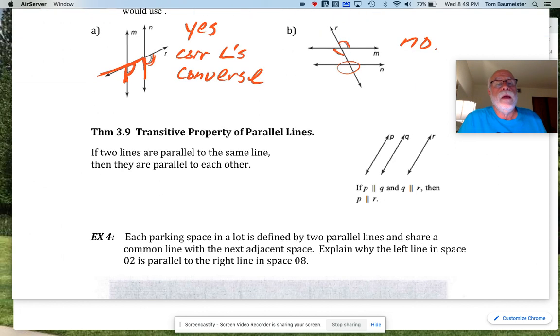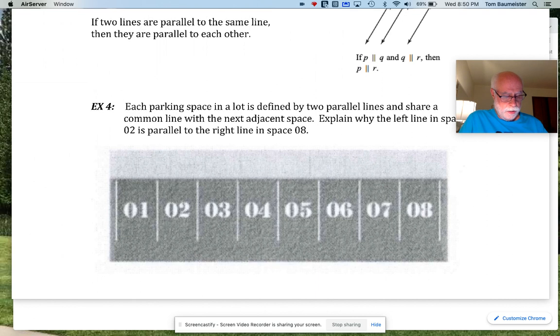Okay, and then finally, theorem 3.9 is the transitive property of parallel lines, which states if two lines are parallel to the same line, then they are parallel to each other. So if P is parallel to Q and Q is parallel to R, then I can state that P is parallel to R. That transitive property, we've seen it here a lot, and with our last example.